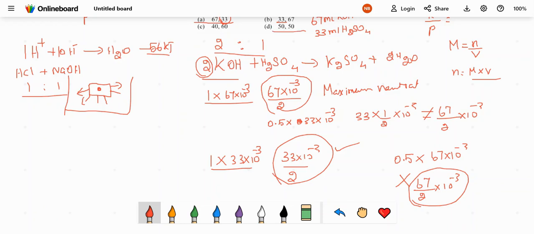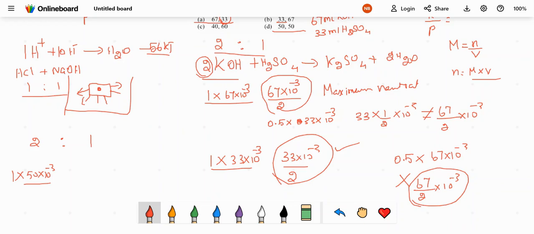Okay, then 50 is to 50. Let us check this one also. Again, KOH should be 2 ratio and H2SO4 should be 1 ratio. This is the mole ratio. So find out the moles with 50-50 volume. So the number of moles for this case is 1 molarity and 50 into 10 to the power minus 3. Why have I written 10 to the power minus 3? Because they have taken ml.